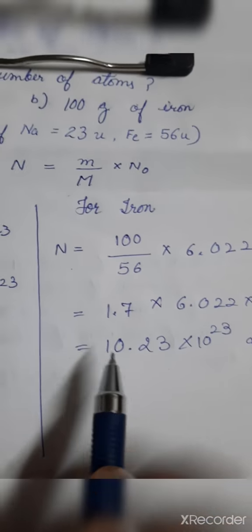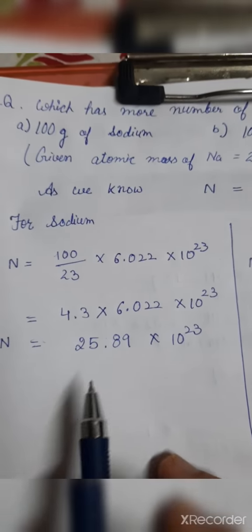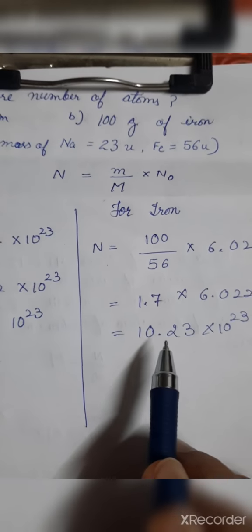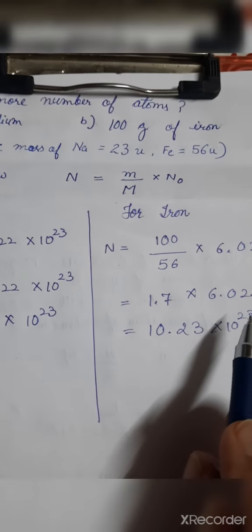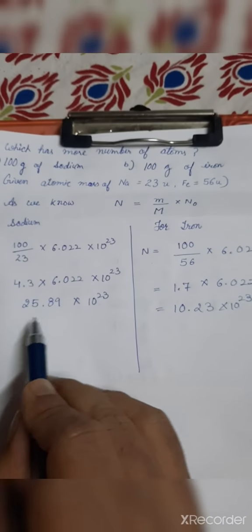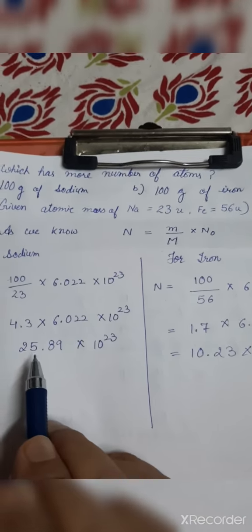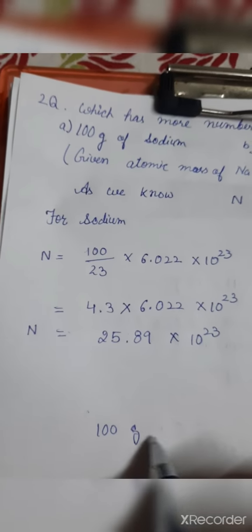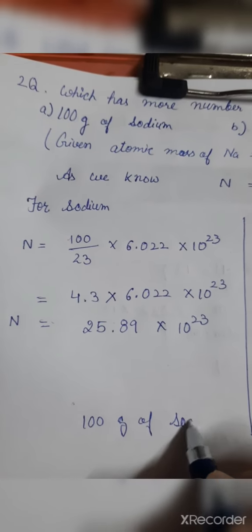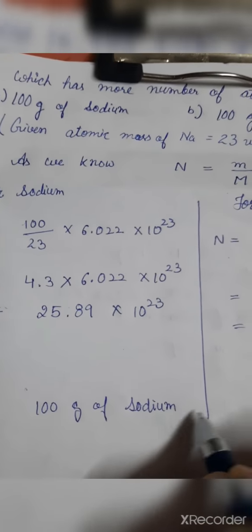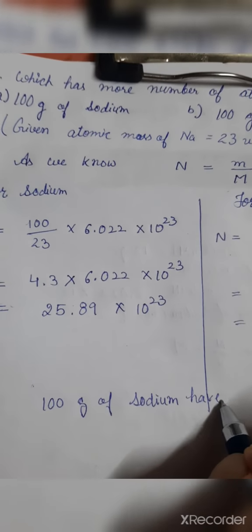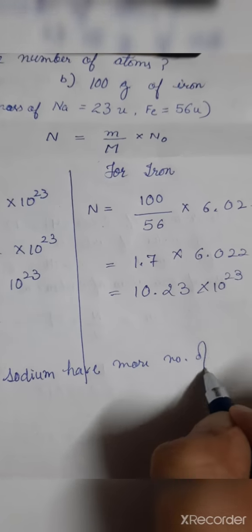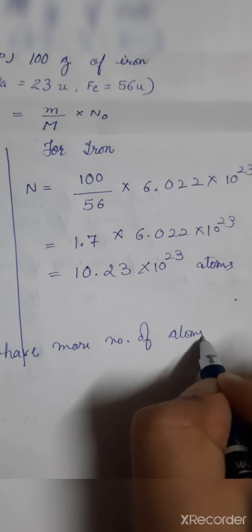Now we can compare. For sodium, answer is 25.89 into 10 raised to power 23. For iron, it is 10.23 into 10 raised to power 23. Which has more number of atoms? Sodium. Answer will be 100 gram of sodium have more numbers of atoms.